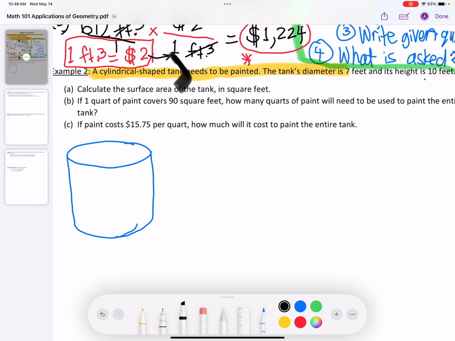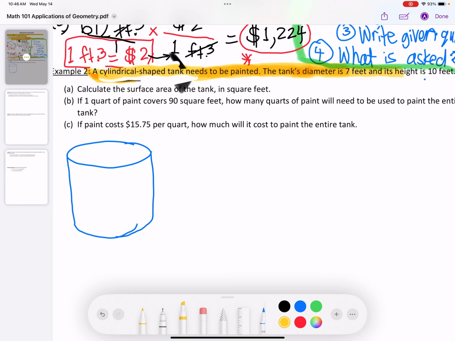All right, where were we? Cylindrical. Oh, I don't want to highlight, I want to be able to see the words too. A cylindrical shaped tank, let's say that five times fast, needs to be painted. Why? Don't worry about that, just move on. The tank's diameter is 7 feet.